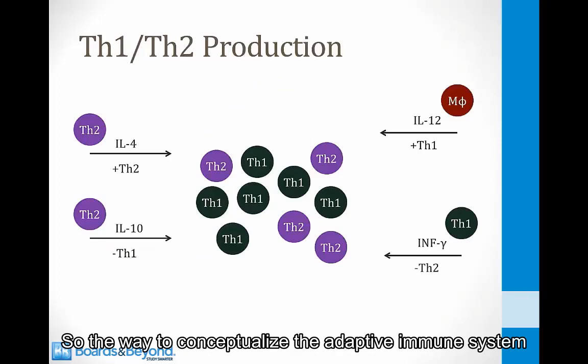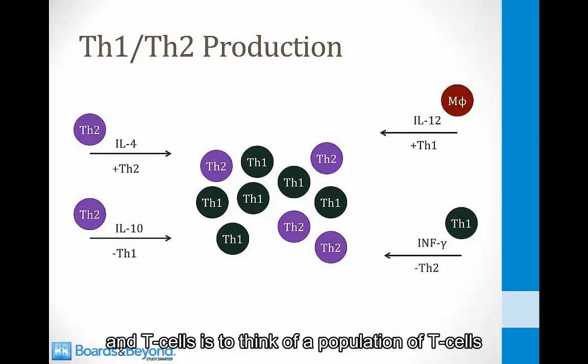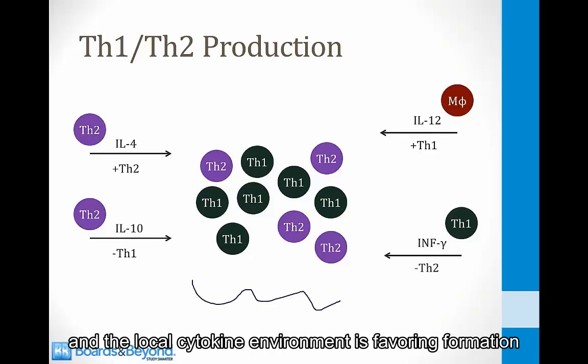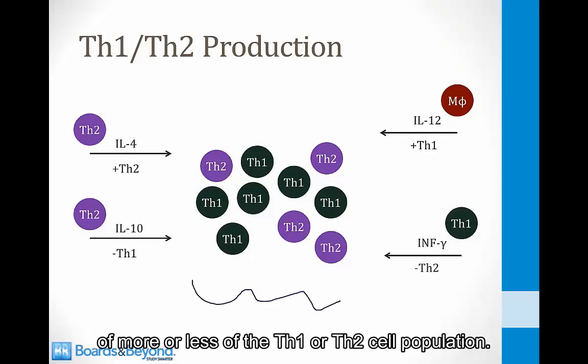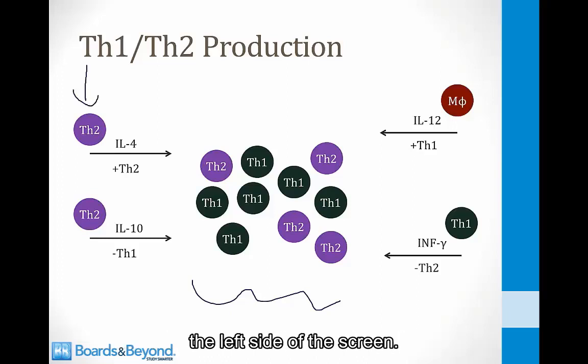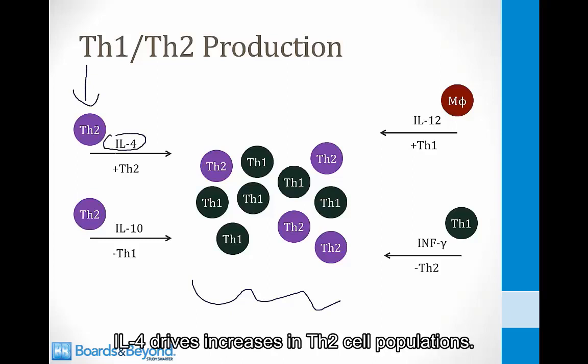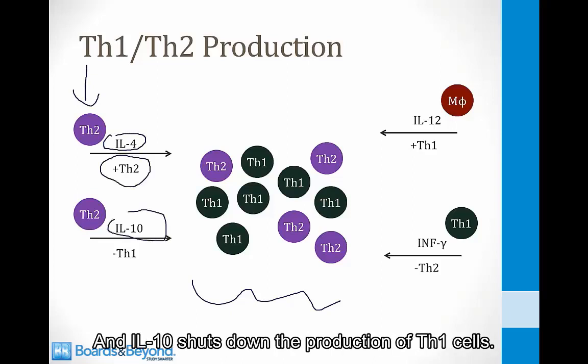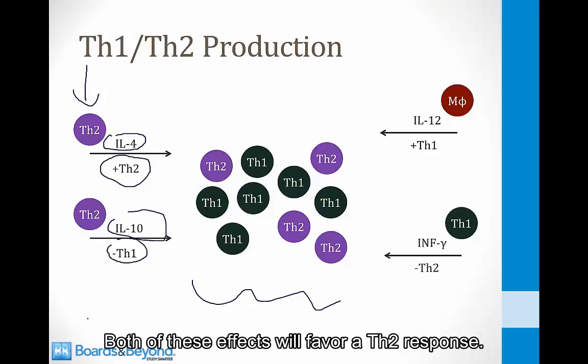So the way to conceptualize the adaptive immune system and T cells is to think of a population of T cells, and the local cytokine environment is favoring formation of more or less of the Th1 or Th2 cell population. So things that favor the Th2 population I've written on the left side of the screen. IL-4 drives increases in Th2 cell populations, and IL-10 shuts down the production of Th1 cells. Both of these effects will favor a Th2 response.